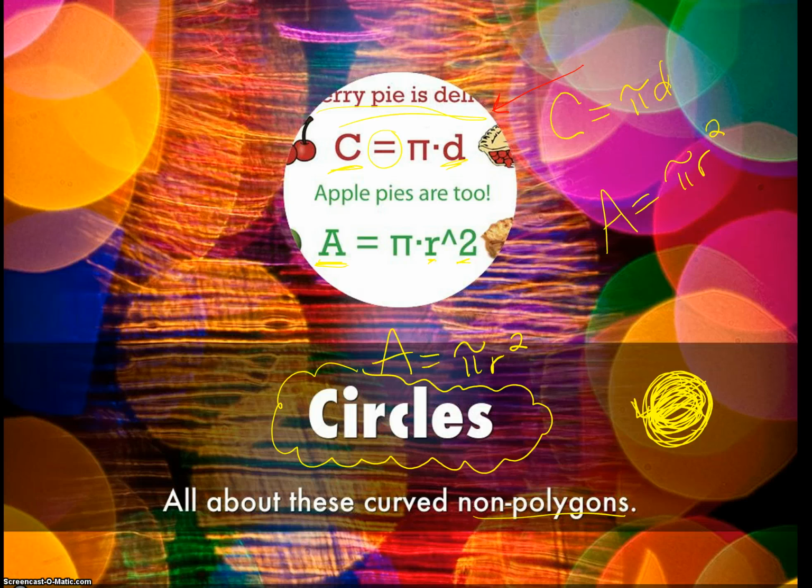So cherry pie is delicious. I bet you can agree. So we use C for cherry, and then pi, the pi symbol, times D is delicious. And then area stands for apple pies, R2. So A equals pi R squared. Technically not 2, but hopefully I'll get you through and help you remember.